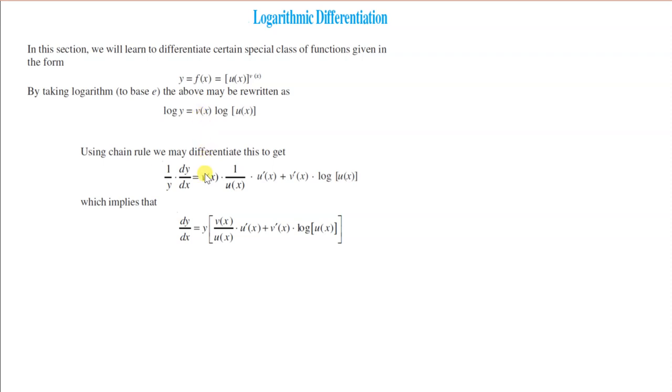So first function v(x) as it is, times the differentiation of the second. The differentiation of log u(x) is 1 by u(x), because the differentiation of log x is 1 by x, but here in place of x we have a function of x, u(x), so we have to use the chain rule and multiply it with the differentiation of u(x), that is u'(x), plus the derivative of the first function, that is v'(x), into the second function as it is, that is log u(x).